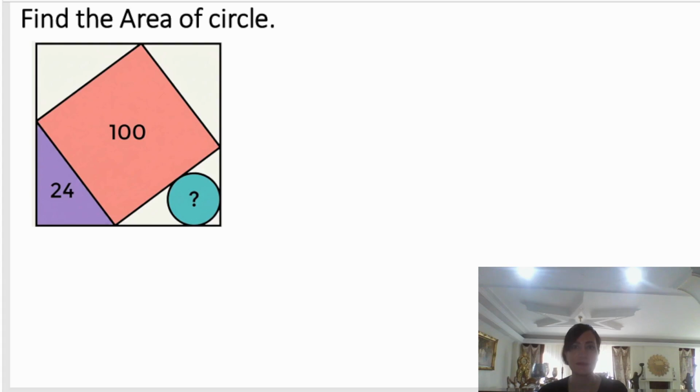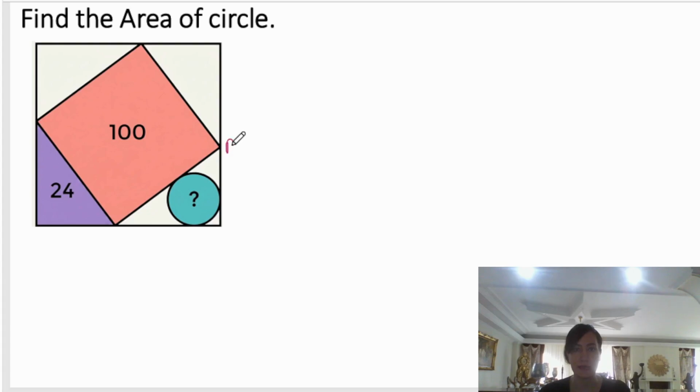Okay, first of all, pause the video and think about it. 3, 2, 1. Okay, it's my turn. Let's do it together. Here we are going to find the area of this circle. This circle, as you see, is inscribed inside this triangle.